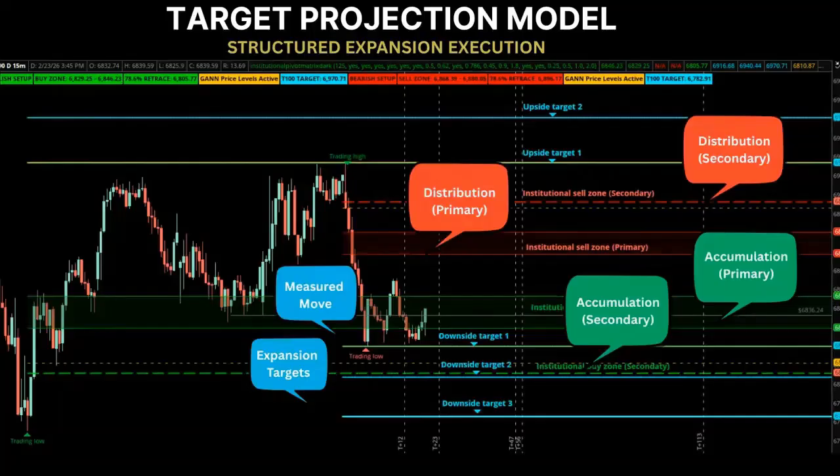You've now seen the institutional pivot matrix operating in live market conditions, identifying institutional buy and sell zones, triggering directional entries, and projecting expansion targets in real time.